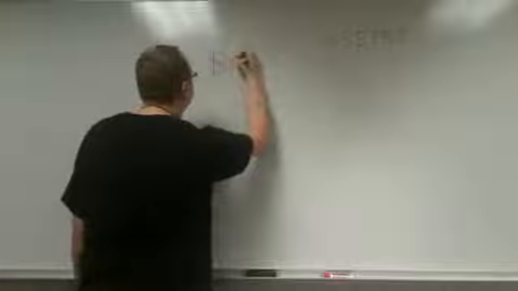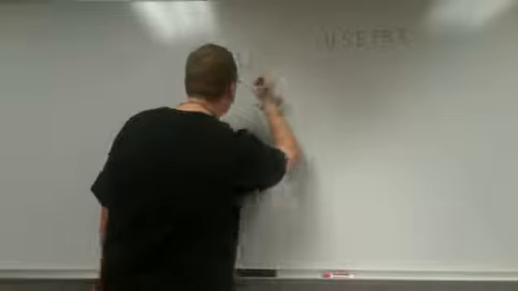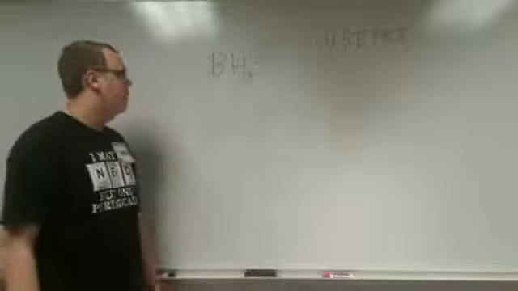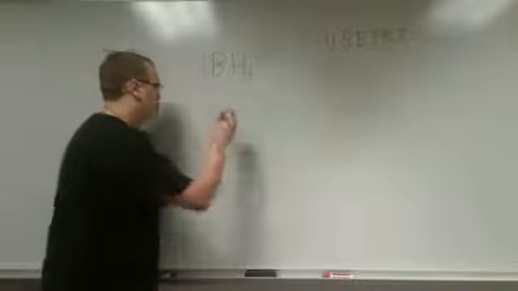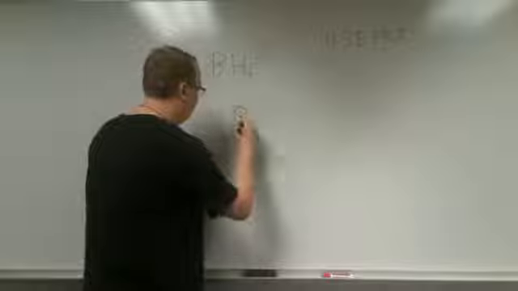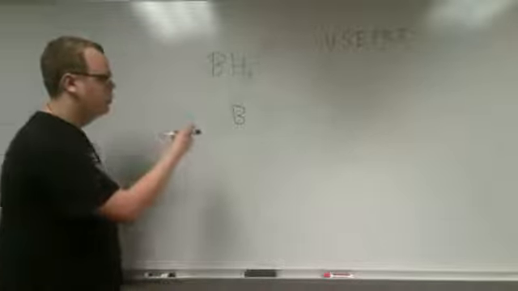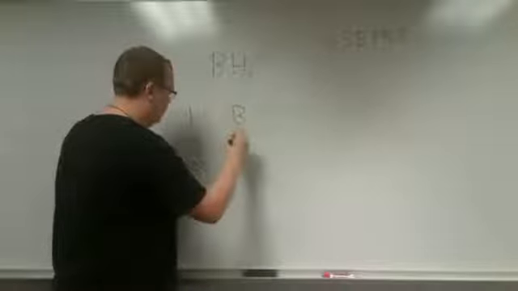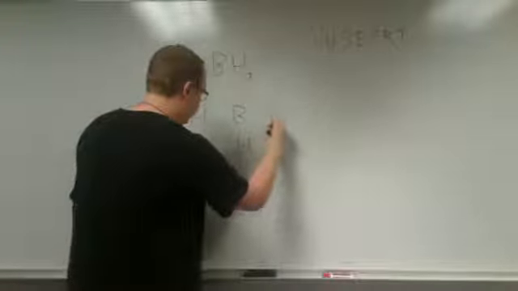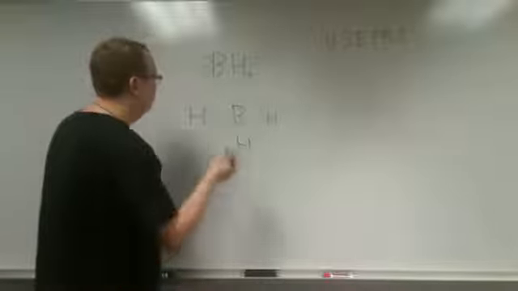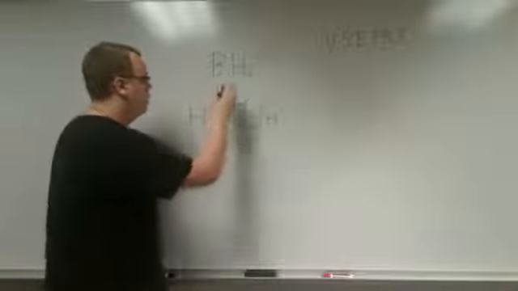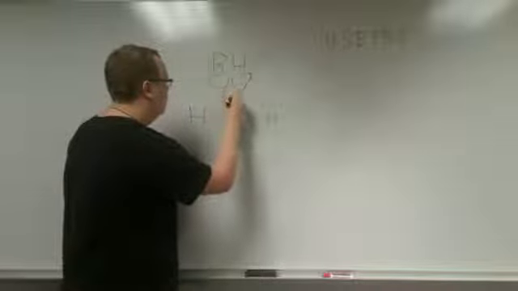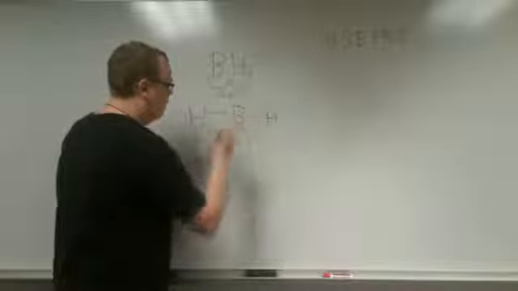So now the next one we're going to do is this one, BH3. Again, we have to figure out which one's going to be the central atom, and it's going to be the boron. Obviously, the 3 hydrogens are going to be attached to the boron. If we count up the number of valence electrons, boron has 3, and each hydrogen has 1. So this will be a total of 6 electrons. So that's 2, 4, that's 6.